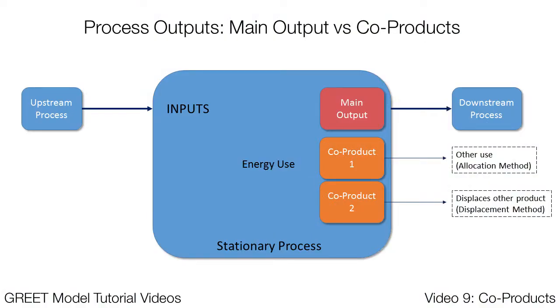When a process has more than one output, either the total energy consumption and emissions have to be allocated among them, or the secondary products can displace other products within the system, thus decreasing overall energy and emissions for the process. The first method is called allocation. The second is called displacement.